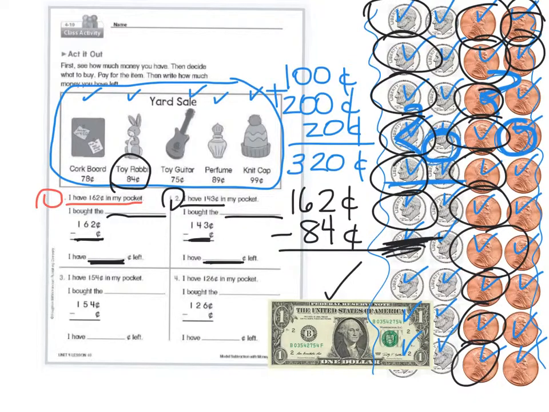And then you're going to do your subtraction problem to make sure that you counted the right amount of money left. So you're going to do that for number 1, 2, 3, and 4, and then you're going to go on to page 184 in your SAB.